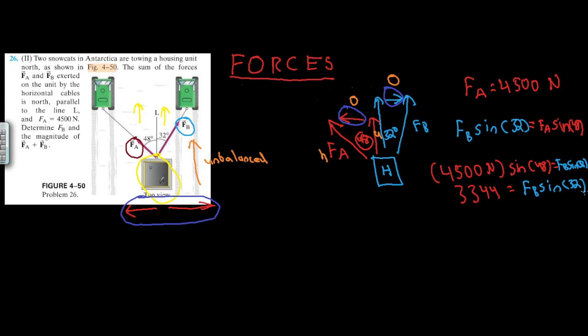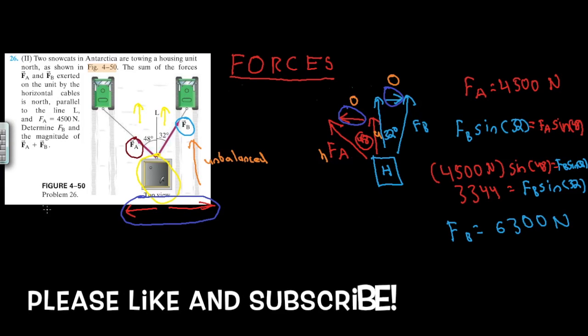So if we want to solve for FB, the last step for us is just to divide 3,344 by the sine of 32. And then our ultimate answer should give us around 6,300 newtons. So that's our final answer. And if you want to find the magnitude of FA plus FB, you would just add the two values. And that's the basics of forces.